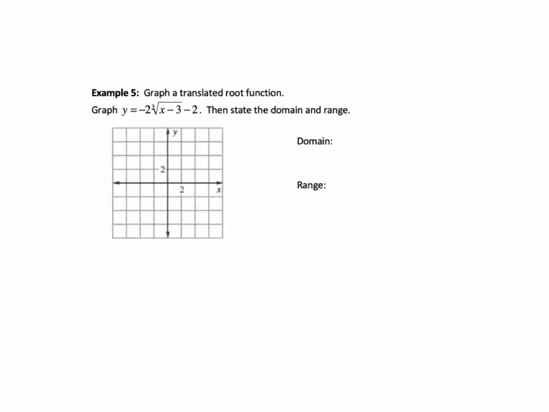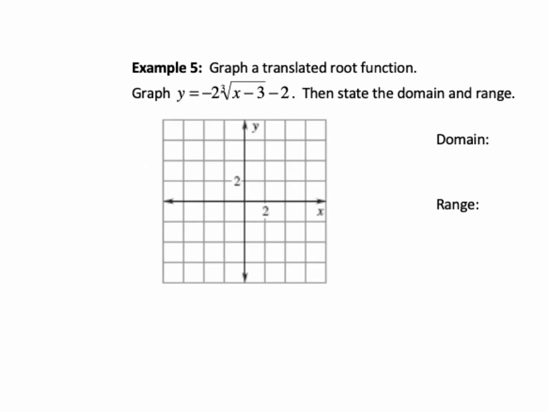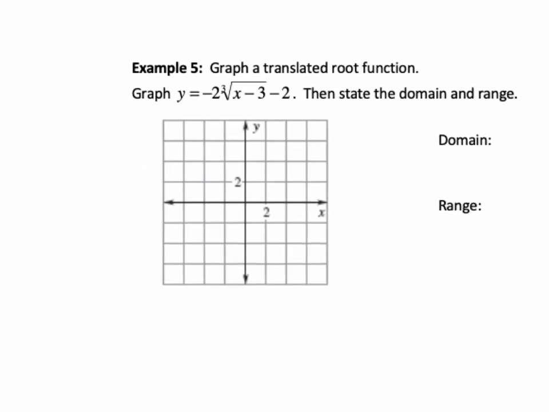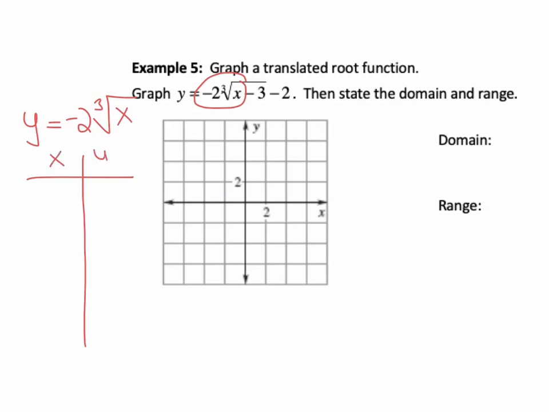Alright, let's try it again. Next example here. We have, this time around, a cube root function. So first of all, we're going to make a t-chart for our parent function, and that's these guys right there. So I'm going to do y equals -2 times the cube root of x. And I always like to pick numbers that are easy to take a cube root of. So I chose numbers like -8 and -1, 0, 1, and 8.